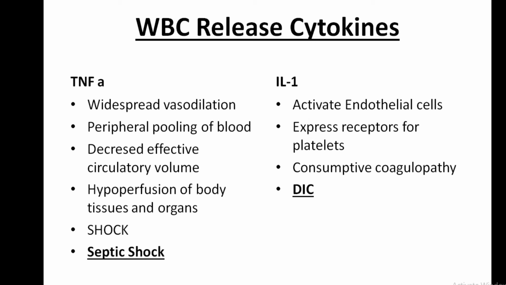And there is another cytokine released by WBCs when they get activated. It is interleukin 1. So interleukin 1, what does it do? It activates endothelial cells of blood vessels, and when endothelial cells of blood vessels get activated, they express the receptor for platelets, and platelets in the blood vessels come and bind to those endothelial cells. As a result, most of the platelets get adhered or bound to endothelial cells.